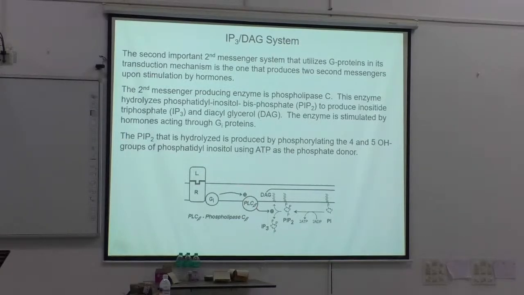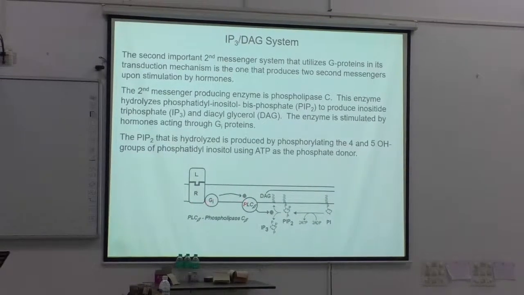Here, see, ligand receptor complex, Gi is activated. Gi activates PLC, means phospholipase C. Phospholipase C then stimulates this breakdown: phosphatidylinositol bisphosphate into DAG and IP3. Correct?